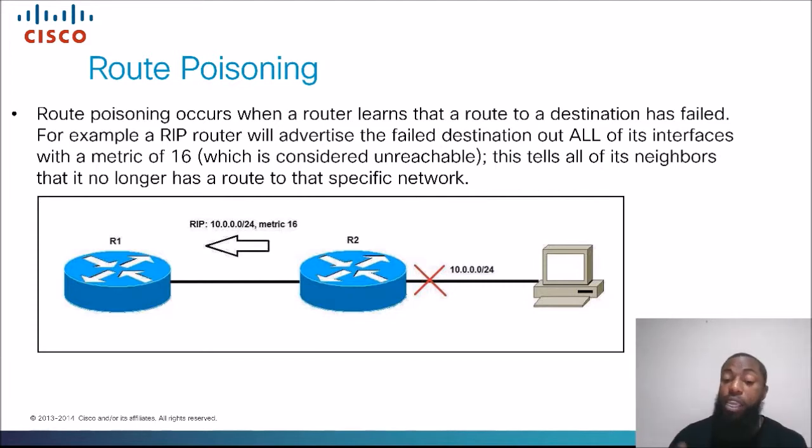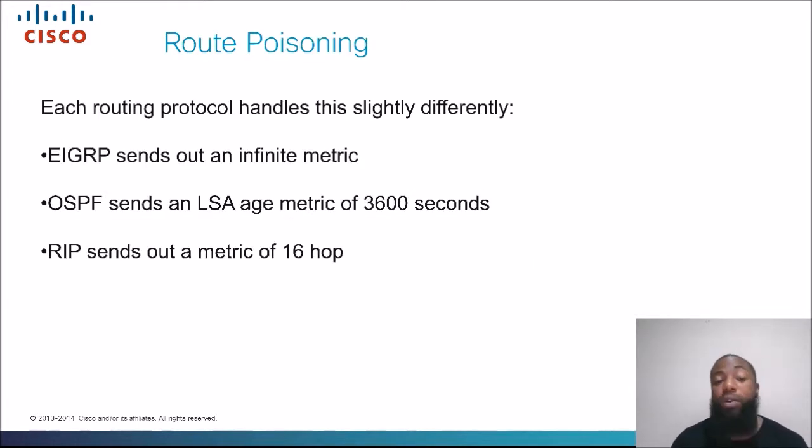Now, EIGRP and OSPF handle it differently. EIGRP sends out an infinite metric. I'll show you what the number for the infinite metric is. We'll discuss the metrics of EIGRP once we break down EIGRP, the routing protocol, in the later objectives. So I'm just going to tell you what the infinite metric is, and then we'll move on.